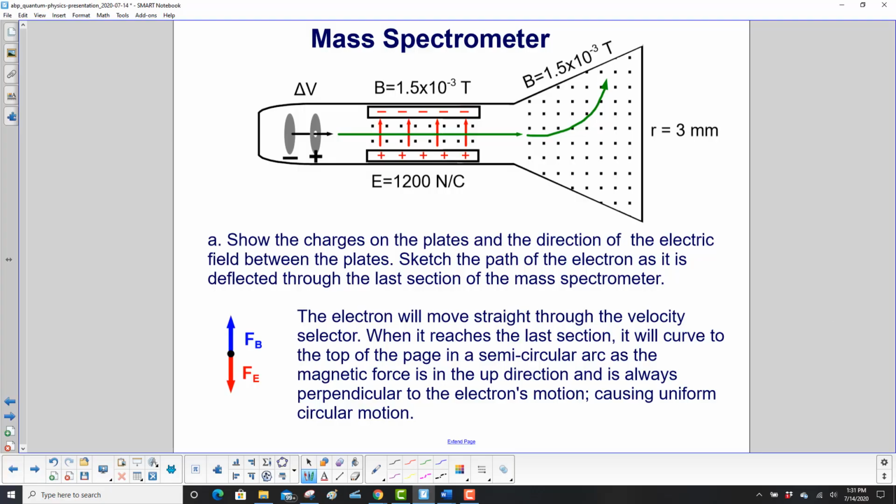The electron moves through this piece, the velocity selector, in a straight line. Then, when it just has the magnetic field acting on it, it still feels a force in the up direction. Initially, when it goes in, it starts curving, and the force is always going to be perpendicular to its motion. What kind of motion is that? That is uniform circular motion. So it's going to go like this in an arc.